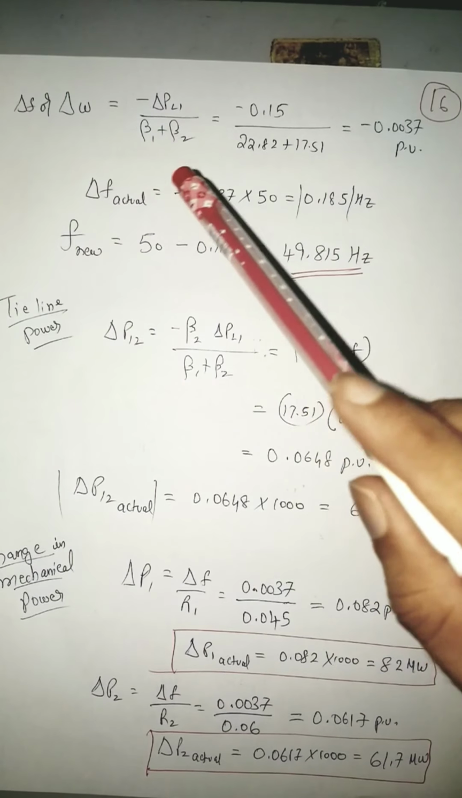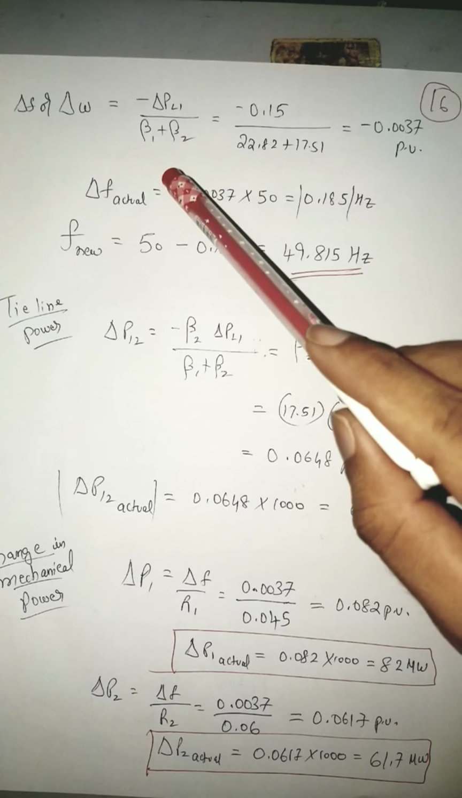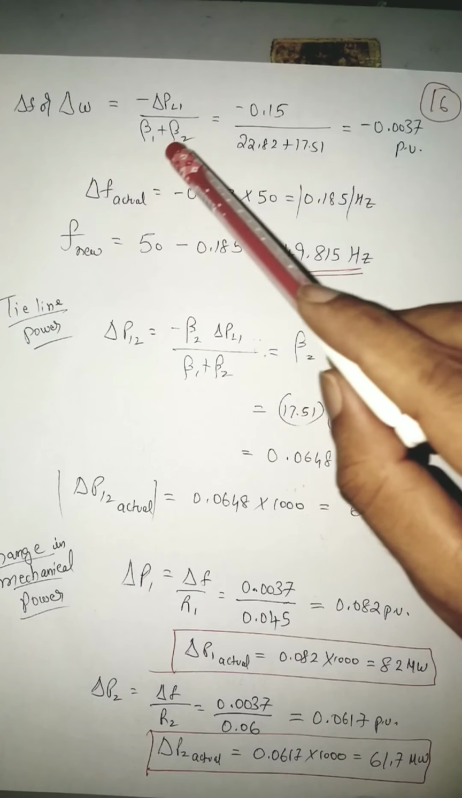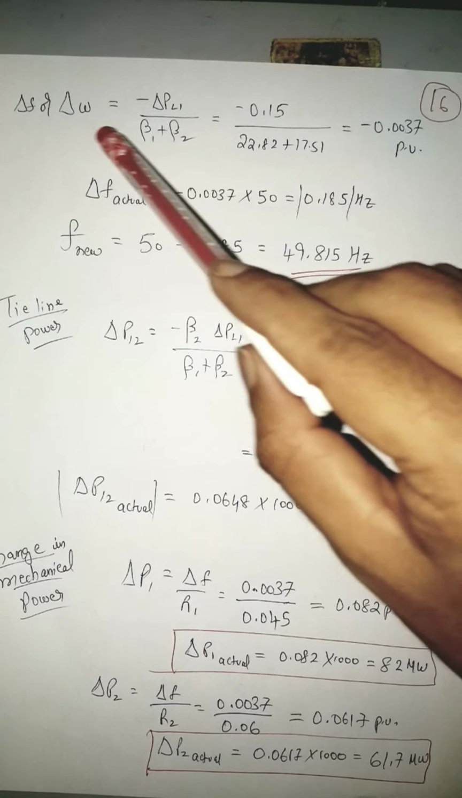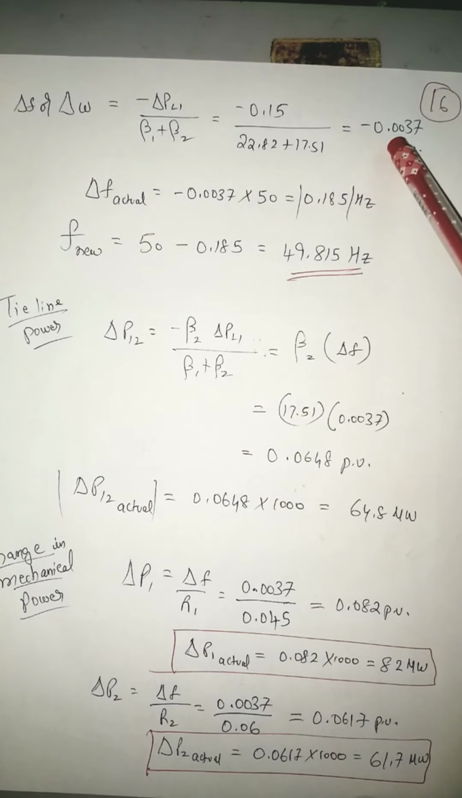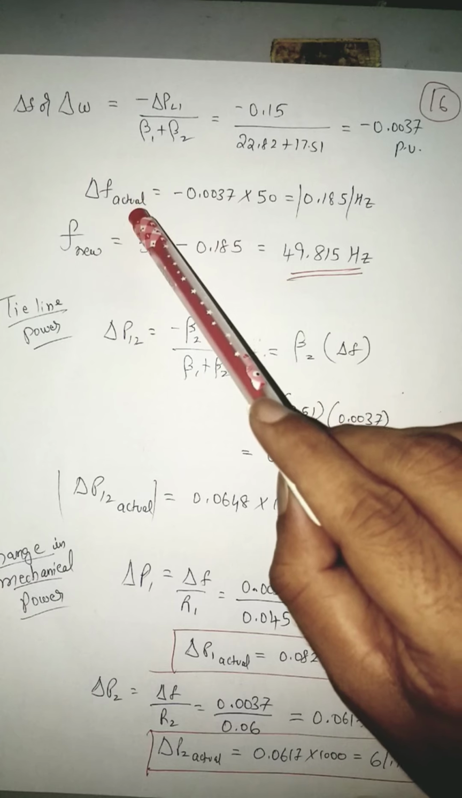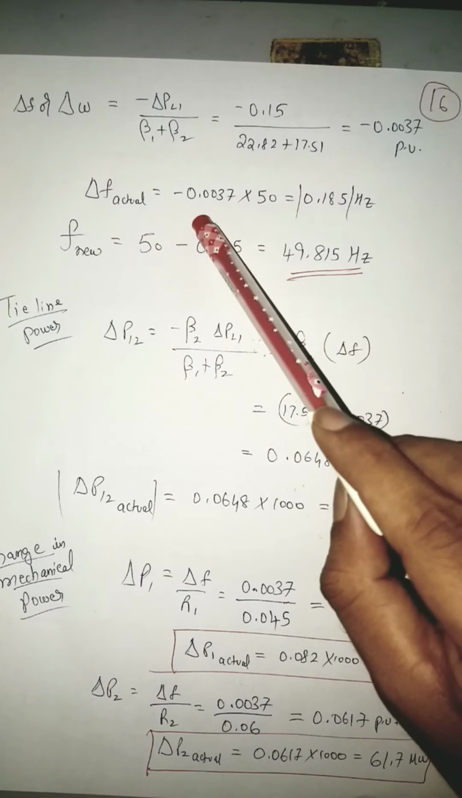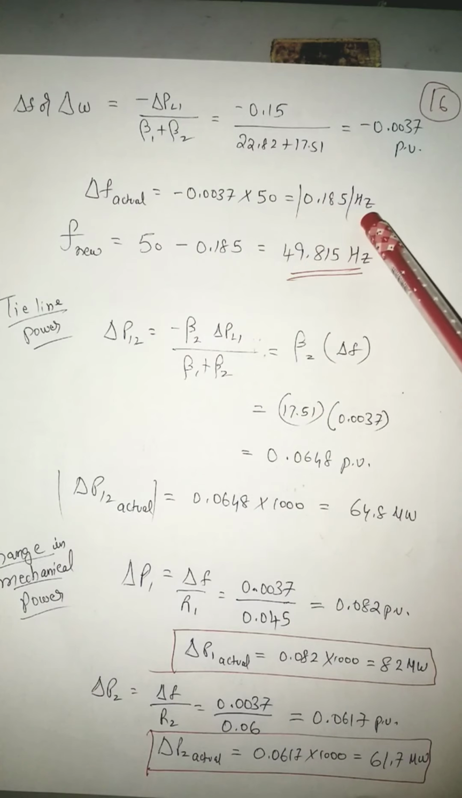Further, minus delta PL1 by beta 1 plus beta 2. Once I have calculated delta PL1, beta 1, beta 2 in per unit, I'll be using it in the formula for delta omega. So delta omega will be minus 0.0037 per unit. I'm interested in converting this into actual quantity. Since this is speed or frequency, the standard value or nominal value is 50. If I multiply it with 50, I'll be getting 0.185 Hertz.